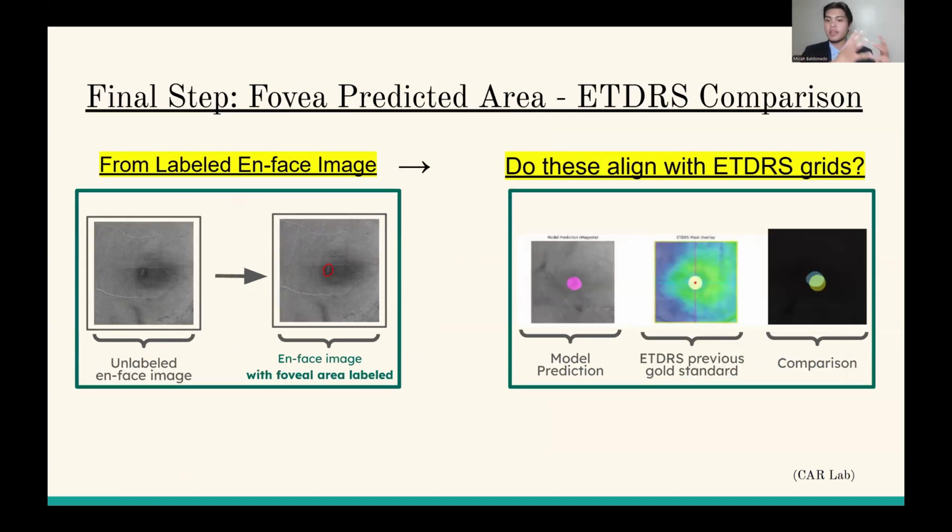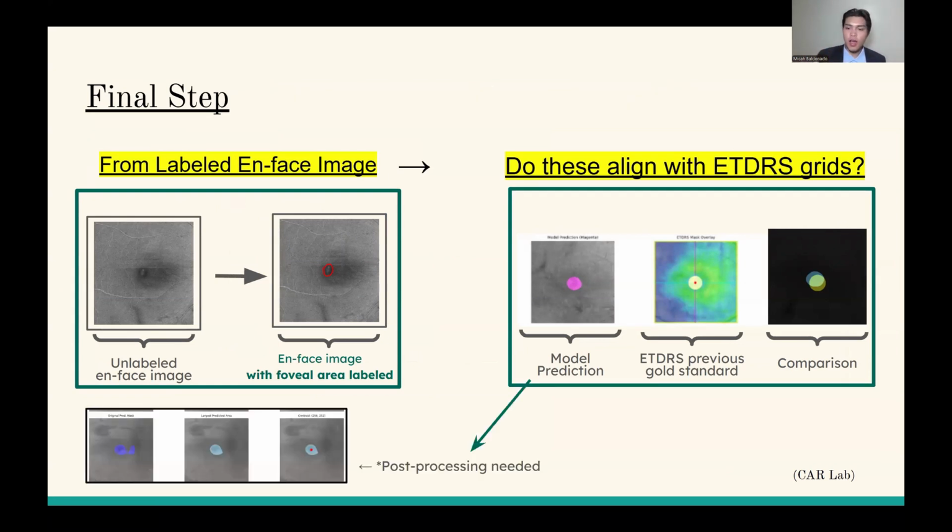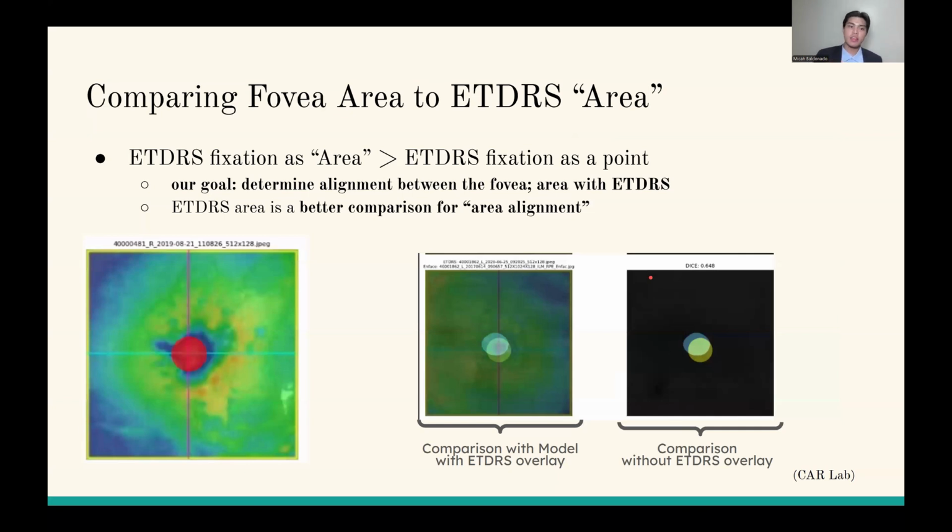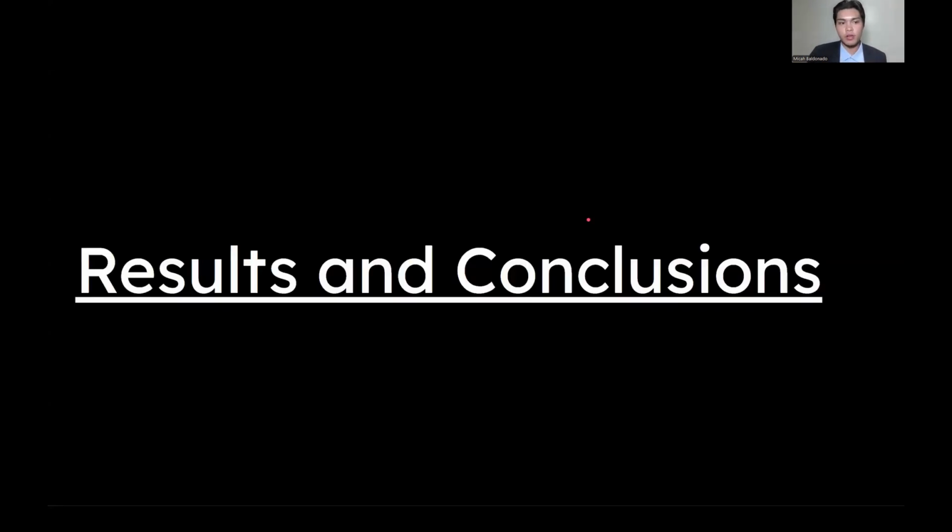Once our team completed our deep learning pipeline, we were then ready to move to our final step, comparing our predicted area to these ETDRS grids. Before we did that, we had to do some post-processing, but we really wanted to answer this question: do these predicted areas align with the ETDRS grids? Now, an important side note: when we were comparing our fovea area, we realized it was more convenient to think of ETDRS not as a single point, but as an area. The reason behind this is our goal was to determine alignment between the fovea, which was inherently an area. And so it ended up being beneficial to turn ETDRS into an area, which is a better comparison for area alignment.